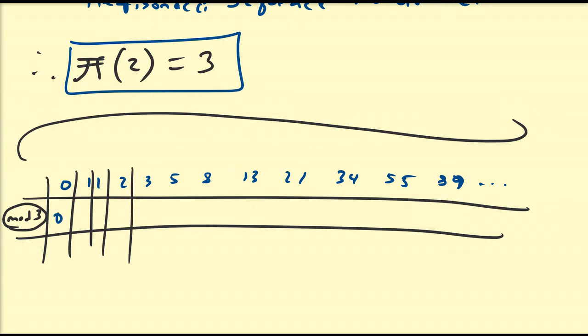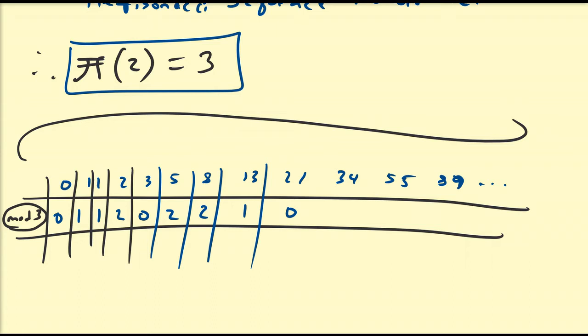So this is going to be 0, this is going to be 1, this is going to be 1, this is going to be 2. 3 divides evenly into 3, so that's going to be equal to 0. 3 goes into 5 once with a remainder of 2. 3 divides evenly into 8 two times. 2 times 3 is 6 with a remainder of 2. 3 times 4 is 12, and that's the biggest multiple of 3 that goes into 13, with a remainder of 1. And you can continue this pattern if you want.